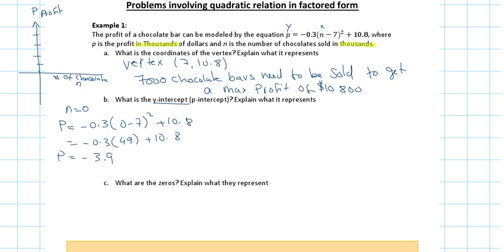What does it mean that my profit is negative? It's less than what you expect. So what's a negative profit? What does that mean? Are you gaining money? No. You're losing money, right? You're losing 3,900 in this case. So, did you guys get 3,900 or did you get something else? Let me just double check here.